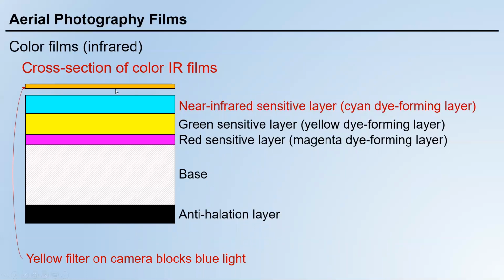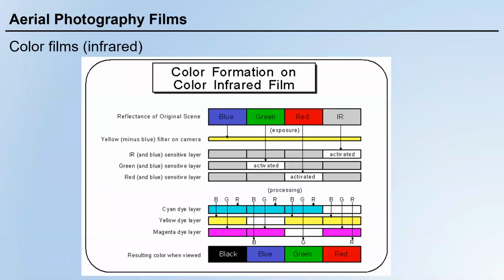This filter is not added into the IR film. We simply put a yellow filter in front of the lens of the camera to filter out blue light in advance. So there is no blue light that can reach the film. The film is only sensitive to near infrared, green and red. There is no blue light. Okay, so here we have the color formation on color infrared film.